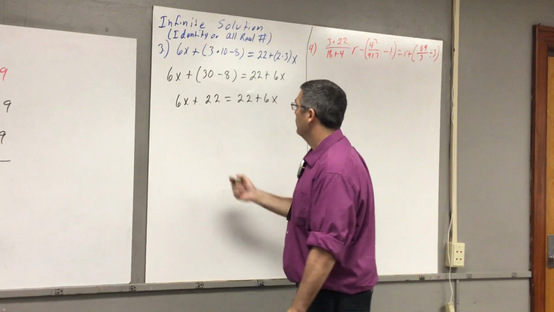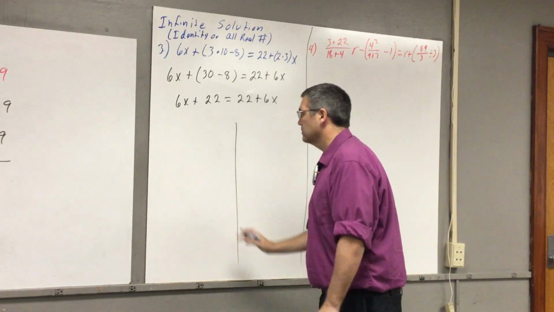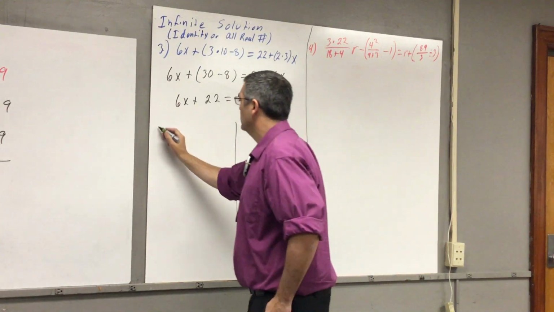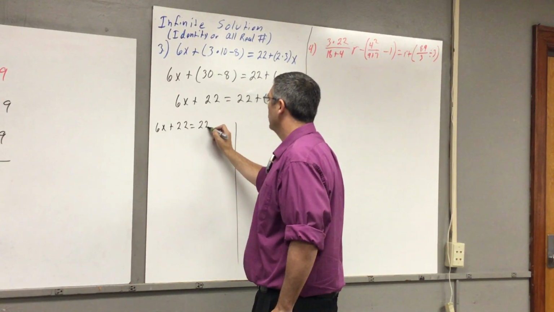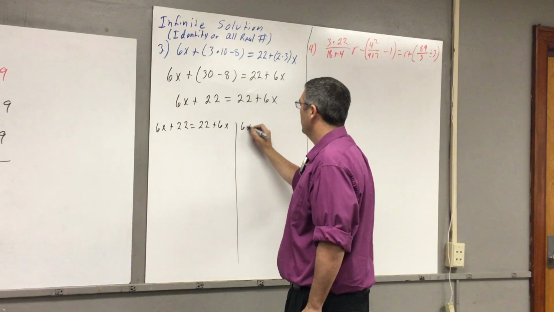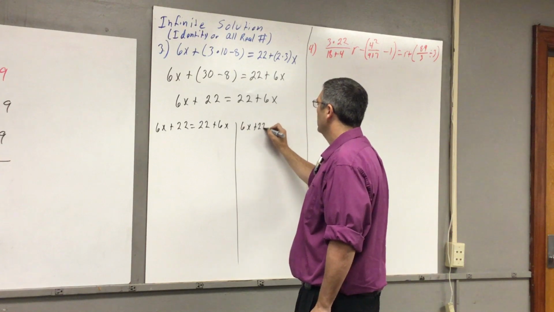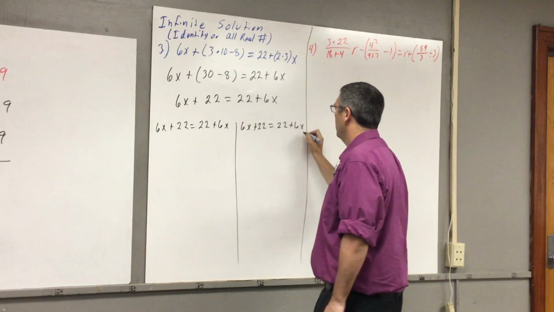Okay? So there are two ways you could do this, and I'm going to split it up and do it both ways. So I'm going to do 6x plus 22 equals 22 plus 6x here. And then I'm going to do the same thing over here, but I'm going to solve it a different way so that you can see both of them.